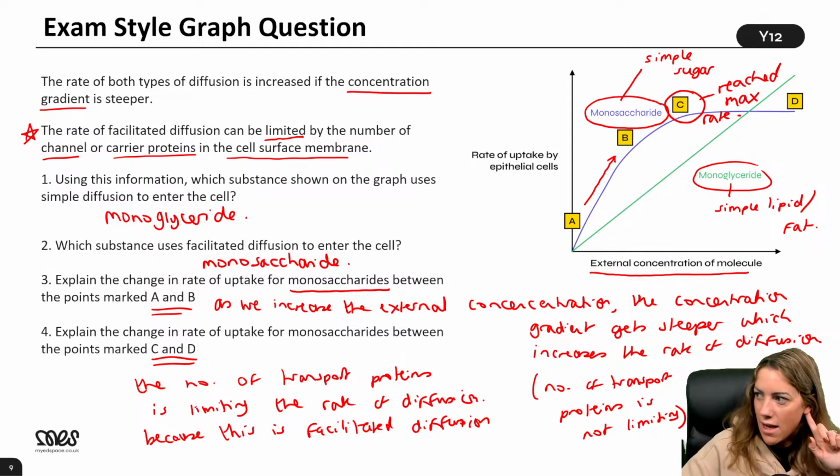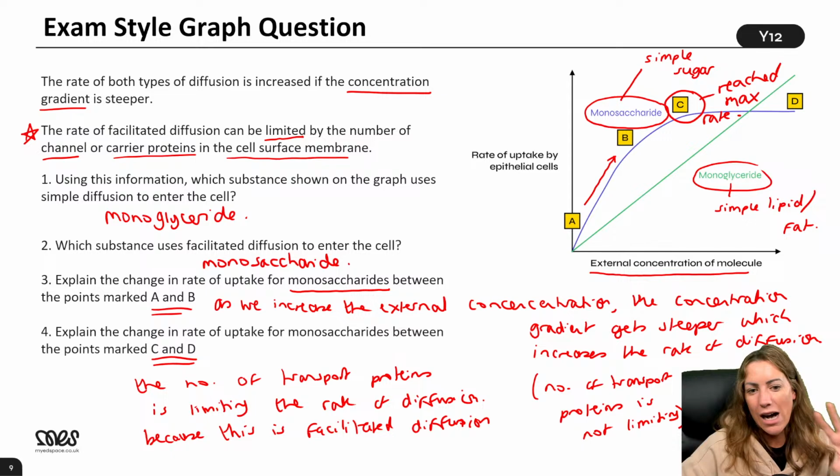It's like saying you can increase the external concentration, but it can only go so fast because there's only so many transport proteins in that cell membrane. So no matter how much substance you add to the external environment, it can only move it in so quickly. It will reach a maximum rate.